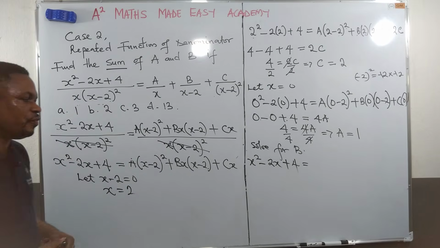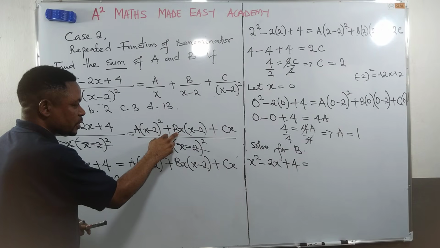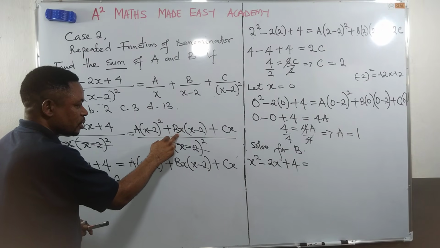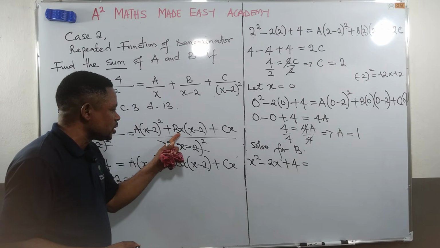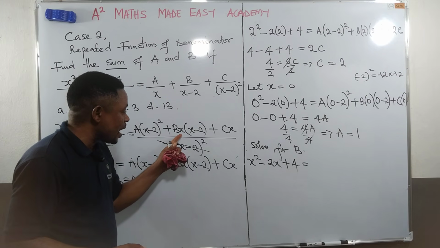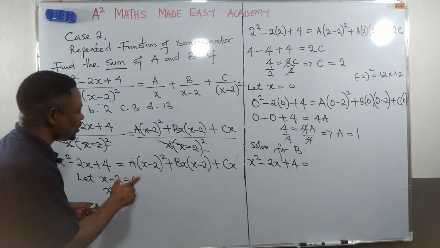Now this is what you should do. Very simple. I want you to observe something here. We're looking for B. If I use this Bx to open the bracket, Bx times x will give us Bx squared. Look at this one also.